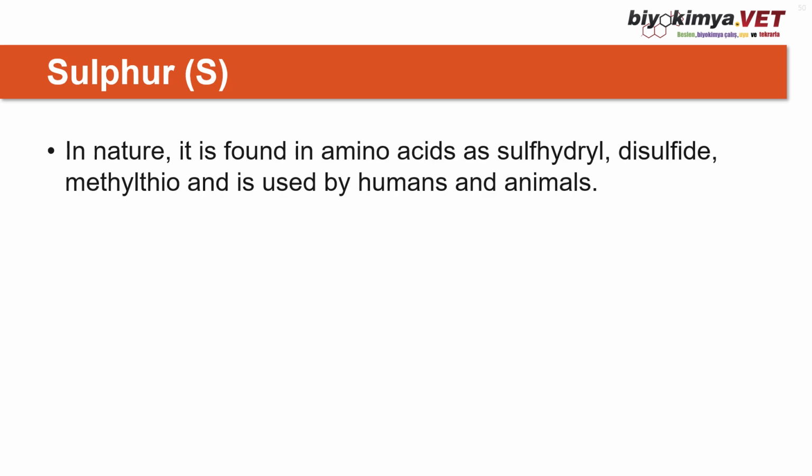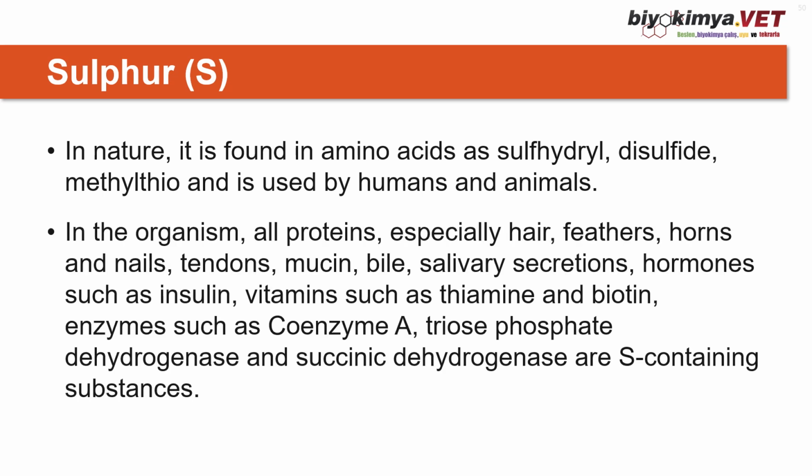Sulfur. In nature, sulfur is found in amino acids as sulfhydryl, disulfide, and methylphenol, and is used by humans and animals. In the organism, all proteins, especially the proteins in hair, feathers, horns, nails, tendons, mucin, bile, salivary secretions, hormones such as insulin, vitamins such as thiamine and biotin, enzymes such as coenzyme A, triose phosphate dehydrogenase, and other dehydrogenases. So these are some examples carrying sulfur in their molecular structure.